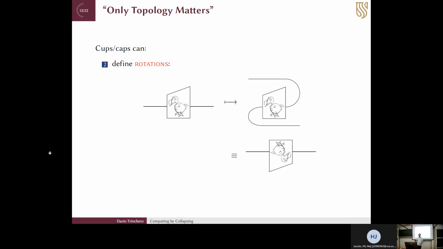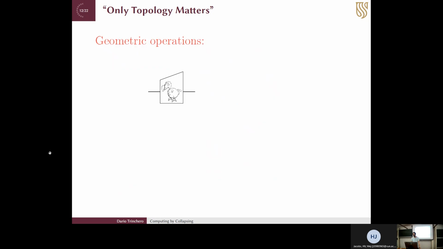The other thing that we can do with these cups and caps is we can define a rotated version of our diagram. We can attach a cup there, a cap there, and then define this rotation to be that, as if we pulled the wires taut again, right? And actually, there's a bunch of symmetries that we can do. And this is called the transpose.